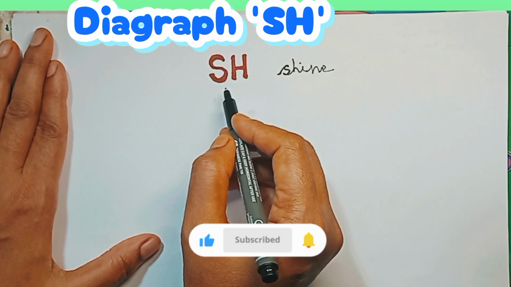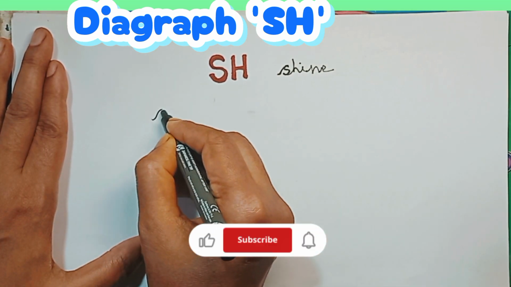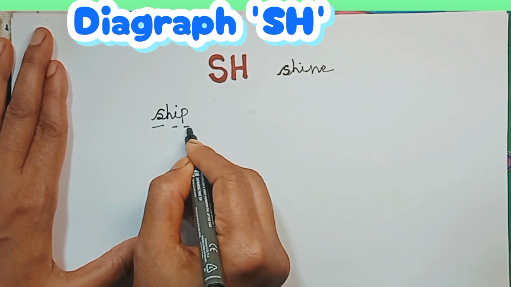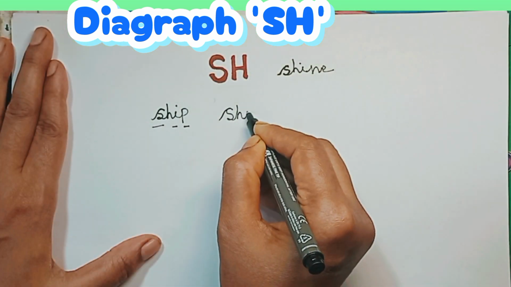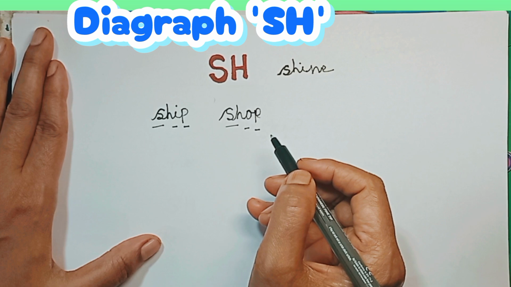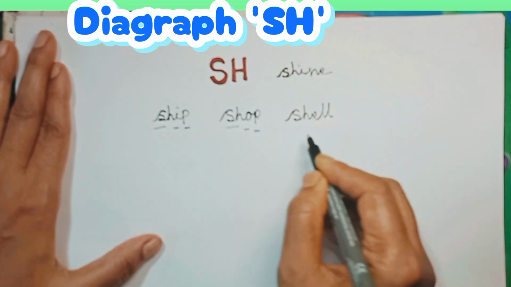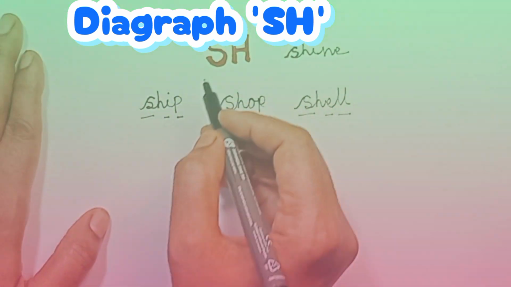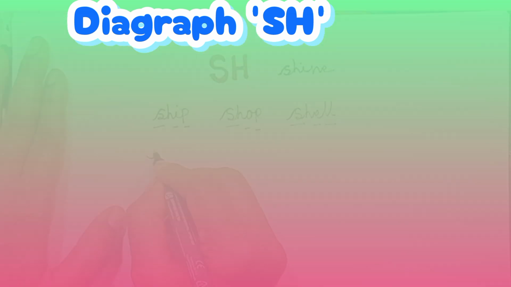We use the digraph sh at the beginning of a word, like in ship. Sh, i, p, ship. Shop. Sh, o, p, shop. Shell. Sh, e, l, shell.